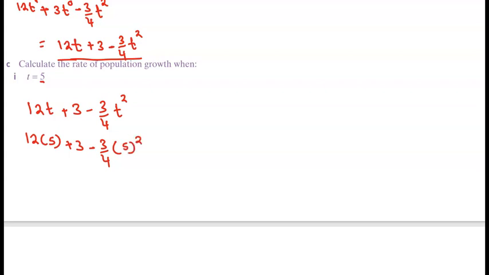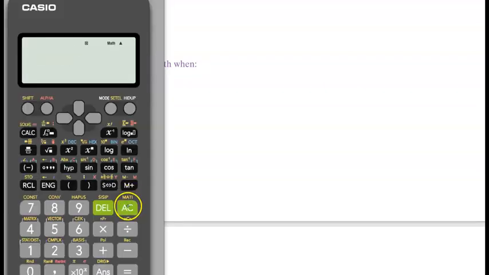So what we do here, 12 times 5 is 60 plus 3, that is 63, minus. Now, 5 squared times 3/4. Of course, your calculator can help you here. So one can do 3/4 and then times 5 squared. That's one way of doing it, which is 75 over 4, 18.75. Or you can just do 5 squared, which is 25. Then you multiply it by 3 over 4. You check it into decimal, 18.75.